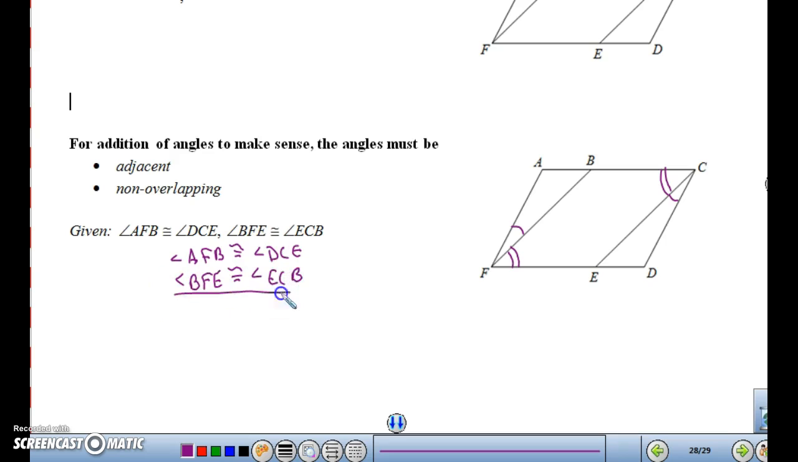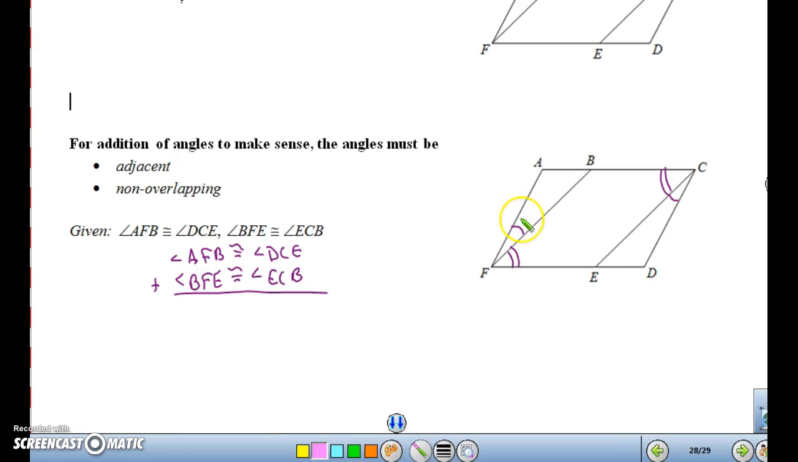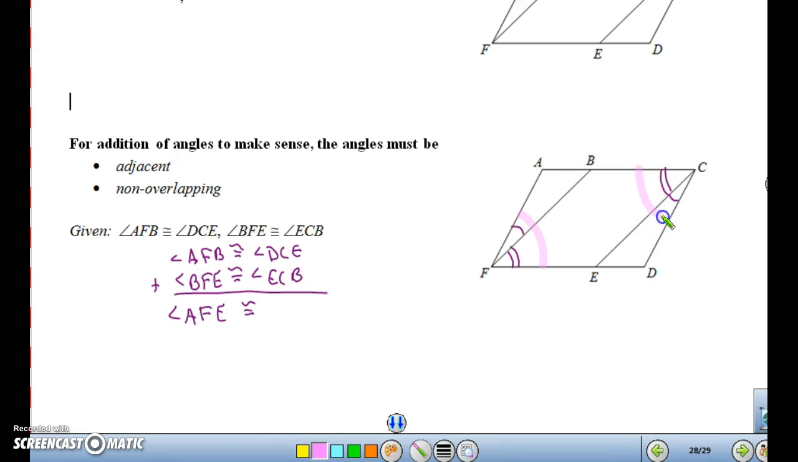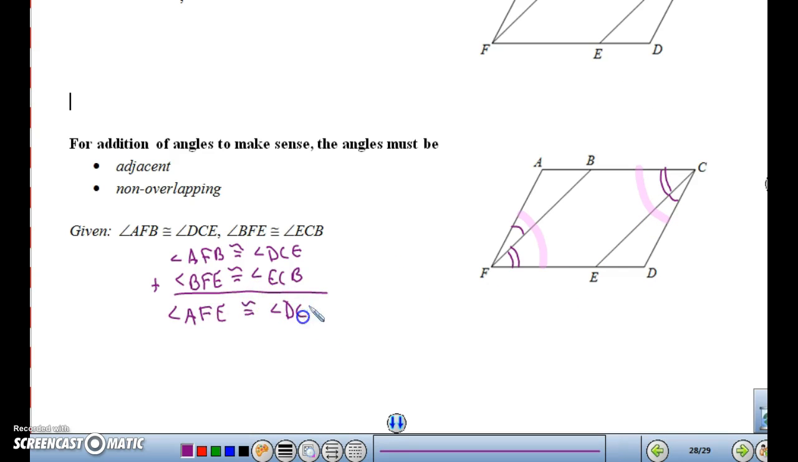What do I end up with? If I add these two together, I end up with this bigger angle here. Now, the name of that angle would be, using these values, AFE, or you can say AFD is fine. Angle AFE is congruent to DCE plus ECB added together, which makes this bigger angle here, and that angle is DCB. So I added two smaller angles to make a bigger angle.